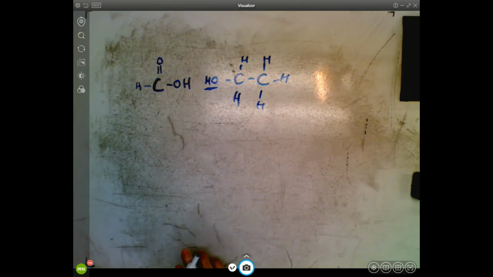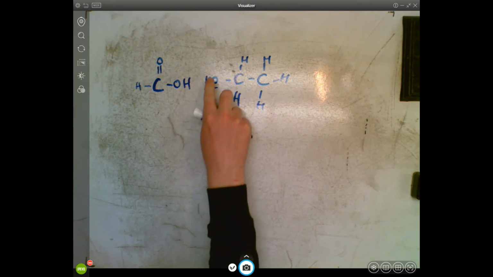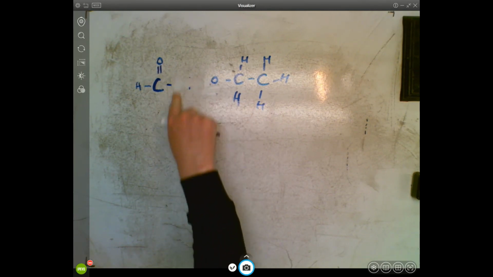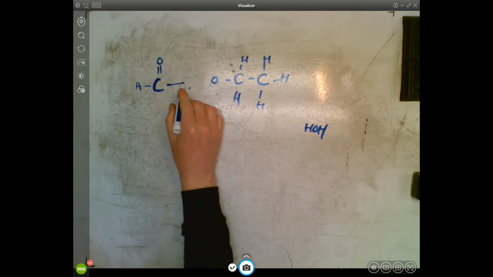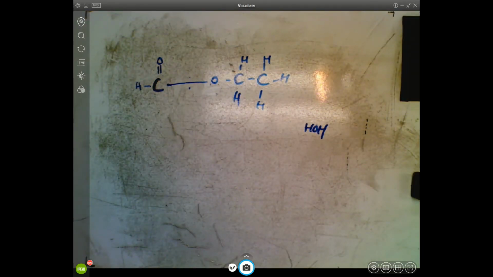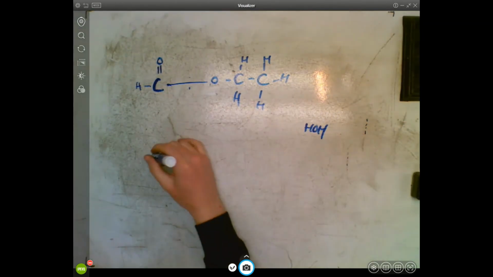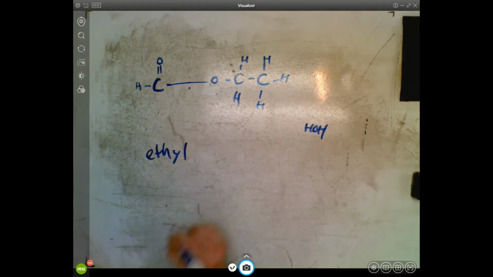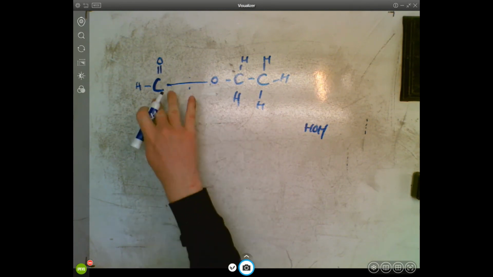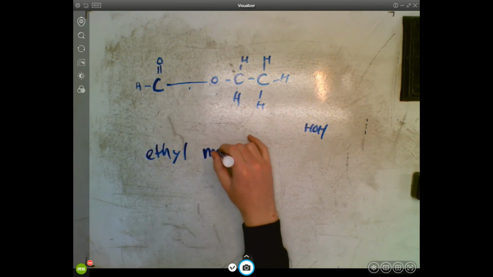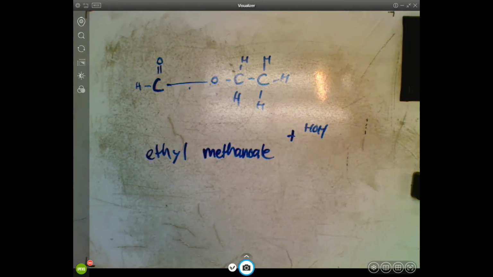Okay, so what I'm going to do is take my OH from my acid and my H from my alcohol. I'm going to take those off, and that makes my water. And then I just connect these together, and that's what my ester looks like. The first part of the name comes from the alcohol. My alcohol was ethanol, so it becomes ethyl. And then the parent name comes from the acid, so it used to be methanoic acid, so now it's methanoate. So it's ethyl methanoate and water.